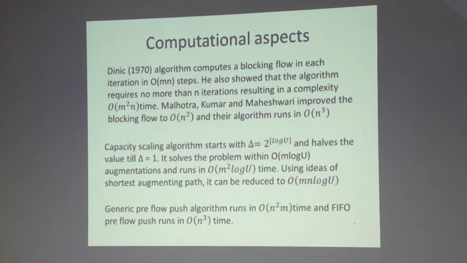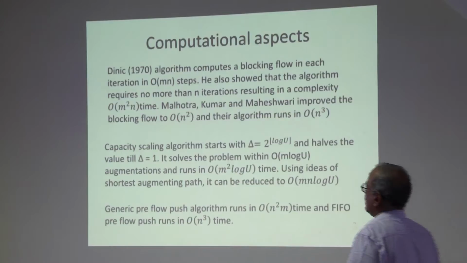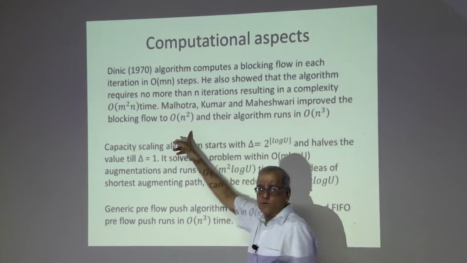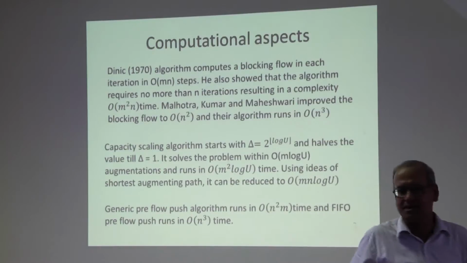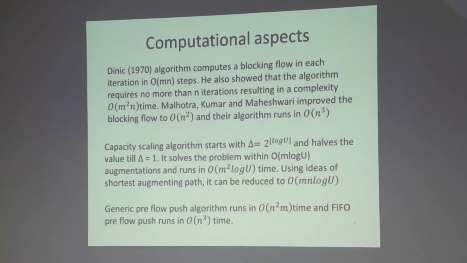So Dinic's algorithm does the blocking flow in m squared n, and Malhotra, Kumar and Maheshwari is another famous algorithm, one of the few places where you find a full set of Indian names coming. What they did was make that part faster. So the mn steps was made m square steps. Generally n is the number of nodes and m is the number of arcs, so you expect m to be bigger than n. So order of n square, so their algorithm runs in order of n cube.